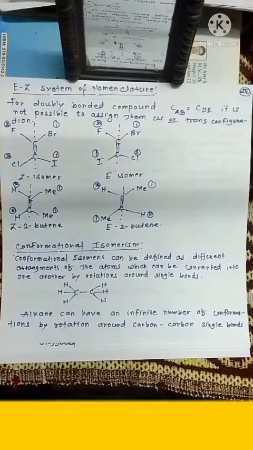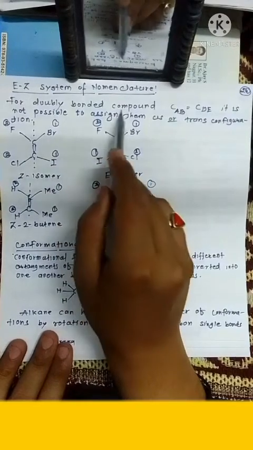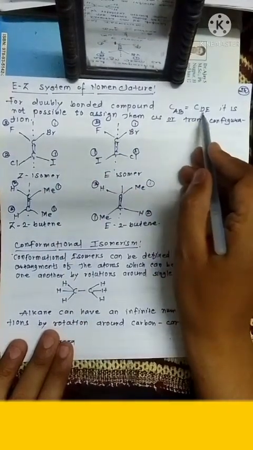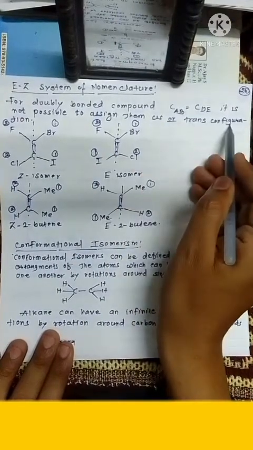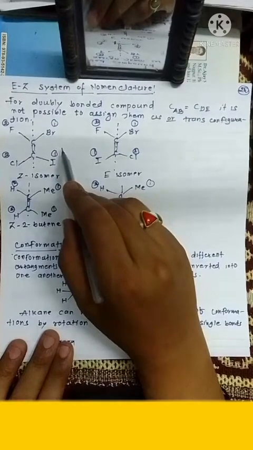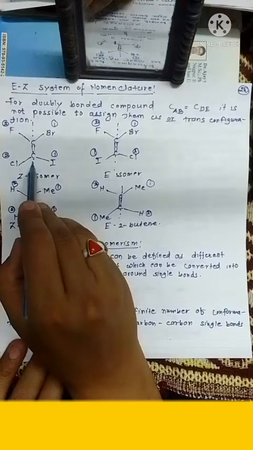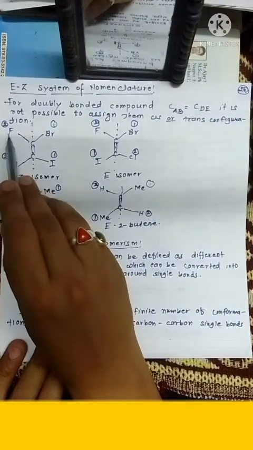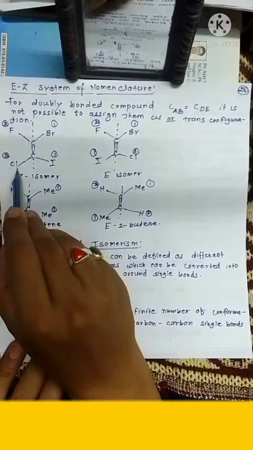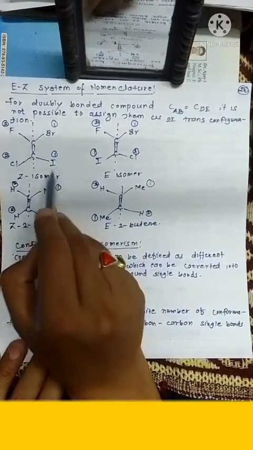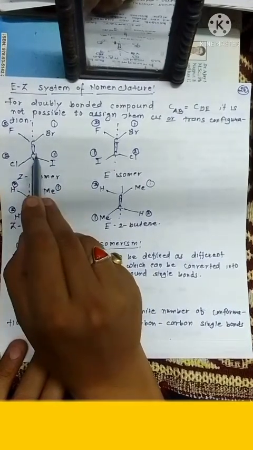Now we are going to learn the E-Z system of nomenclature. For a doubly bonded compound CAB double bonded to CDE, it is not possible to assign cis and trans configuration. So in this case, we are going to apply E-Z nomenclature. Just see in this compound, this carbon atom is attached to fluorine and bromine, while this carbon atom is attached to iodine and chlorine. So in this type of compound, we cannot apply the cis and trans rule.